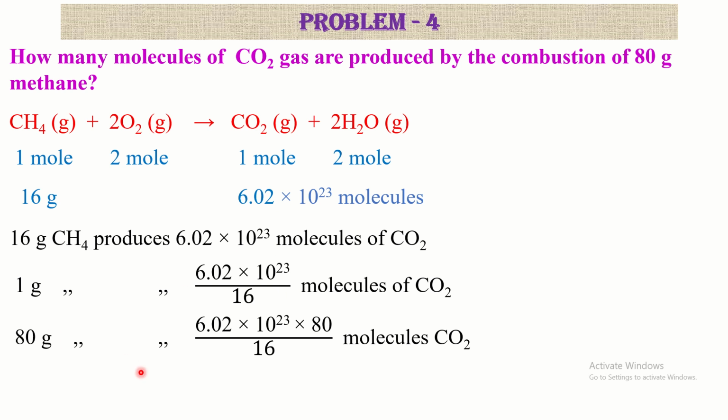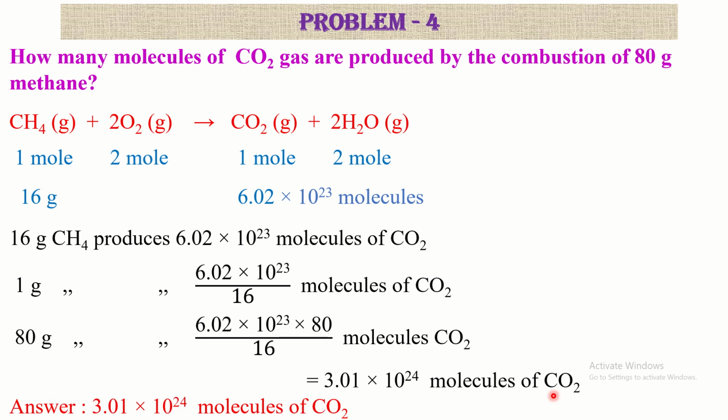So 80 gram methane produces 3.01 into 10 to the power 24 molecules of carbon dioxide. This is our required answer, because the question is how many molecules of carbon dioxide are produced from 80 gram methane. So the answer is 3.01 into 10 to the power 24 molecules of carbon dioxide.